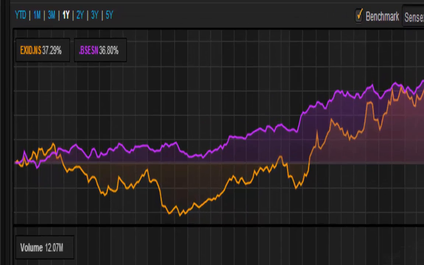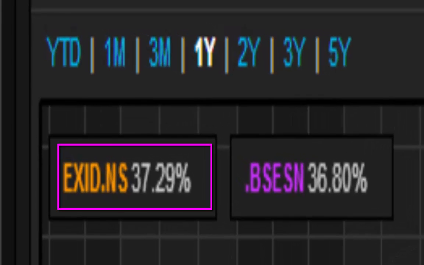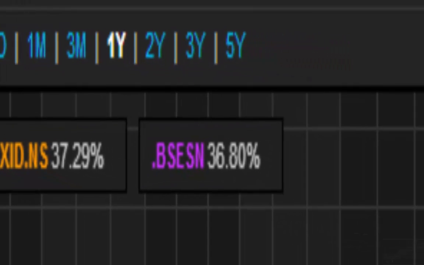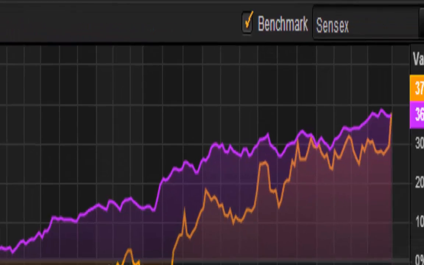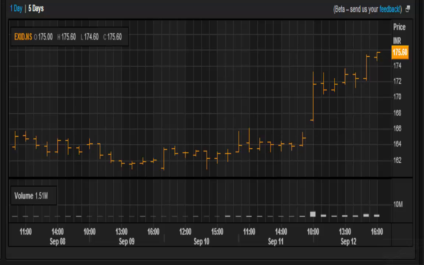From last 1 year's chart, we see that the stock has increased by more than 37%. In same period, India market benchmark Sensex has gone up by 36%. So Exide had been as strong as the broad market. What about recent period, say last trading day? From the intraday bar chart snapshot, we see that Exide had gone up significantly on last day. In fact, it went up by more than 6%, and it was the best performer among its peers.